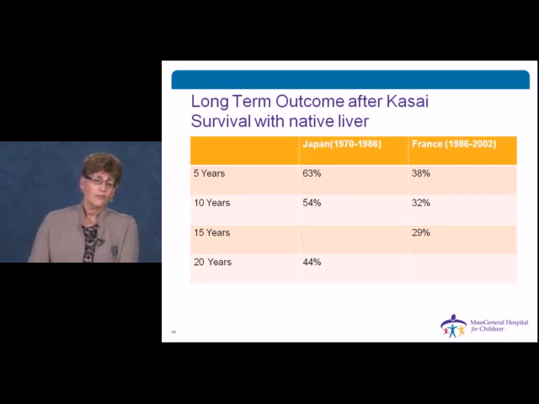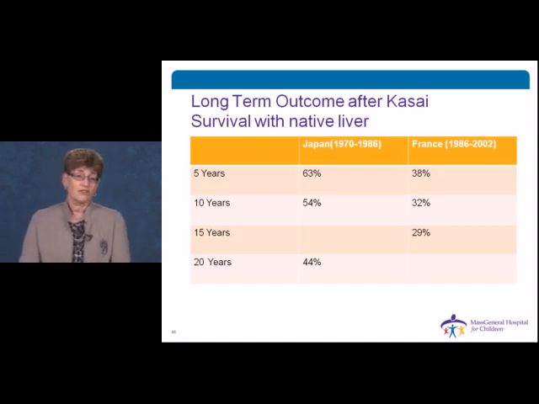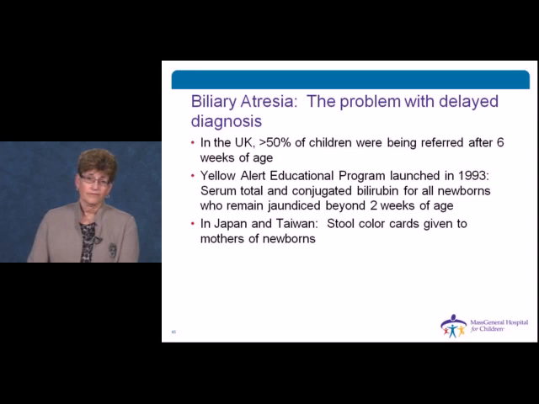And again, here's a long-term outcome after Kasai survival with the native liver. This is to show differences. Japan has much better outcomes than the rest of the Western world. At 5 years after the Kasai, in Japan, 63% still have their native liver, 38% in France. And we don't have comparative groups here, but if we go out 20 years in Japan, 44% still have their native liver. And yet, in the study that was done in France, spanning the years of patients having Kasais from 1986 to 2002, about 30% still have their native liver.